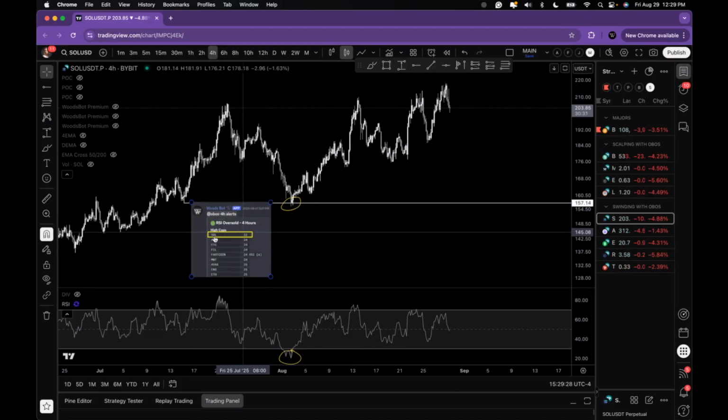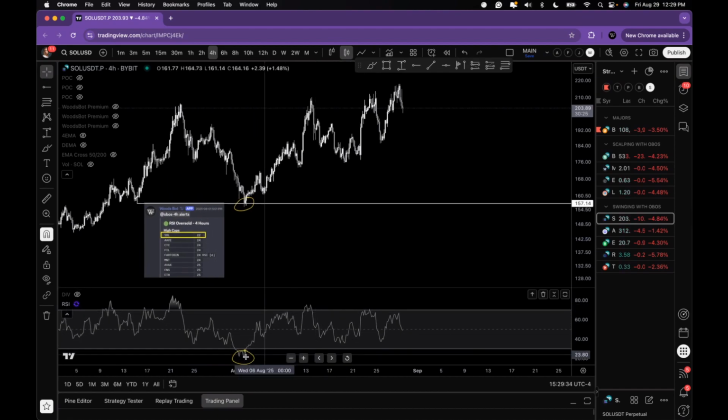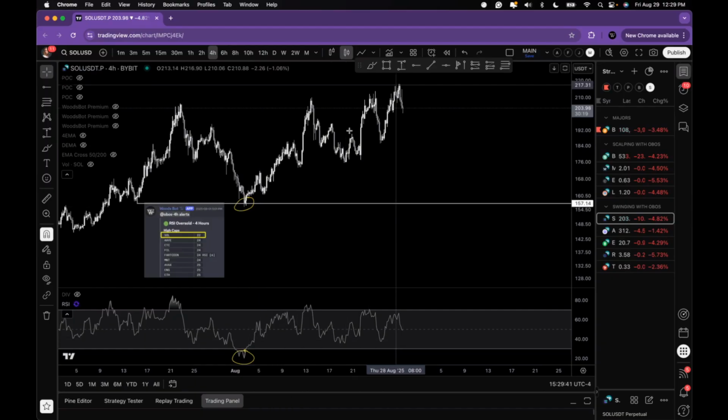You have oversold 4-hour 22, right? Like this is low. This is very low on the RSI here. Like this is screaming to you that a bounce is close. Whether that bounce goes to new highs, it doesn't matter.